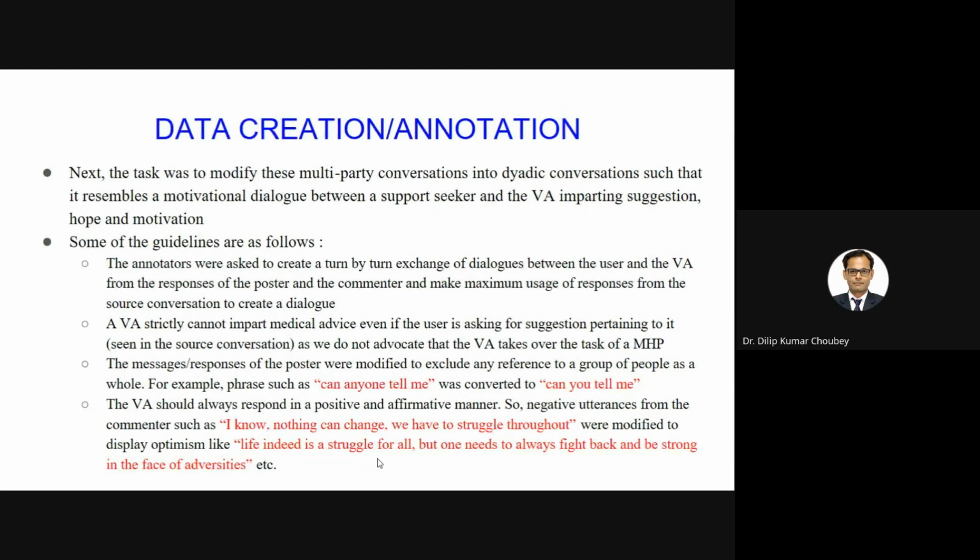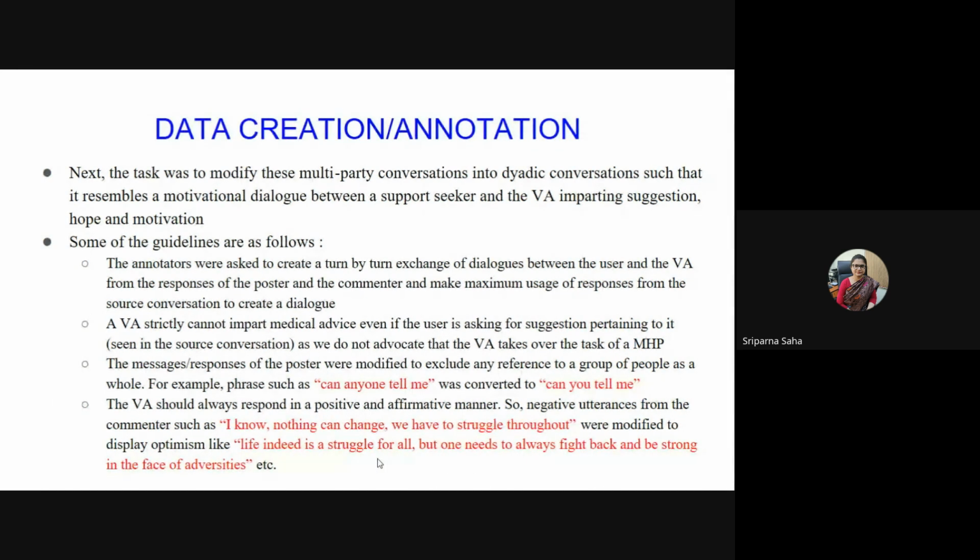So these are the guidelines, as I mentioned, given by the psychiatrist. First of all, we have to convert this multi-party conversation into a dyadic conversation. The annotators were asked to create a turn-by-turn exchange of dialogues between the user and the VA from the responses of the poster and the commenter, and make maximum usage of responses from the source conversation to create a dialogue. And also, as I mentioned, our task is not to replace the psychiatrist.